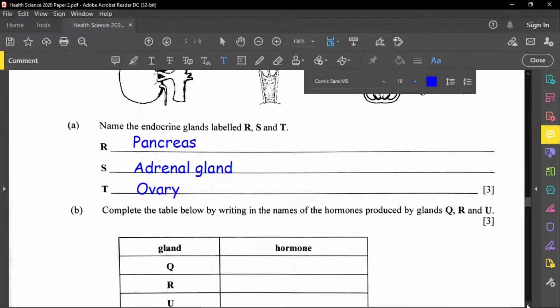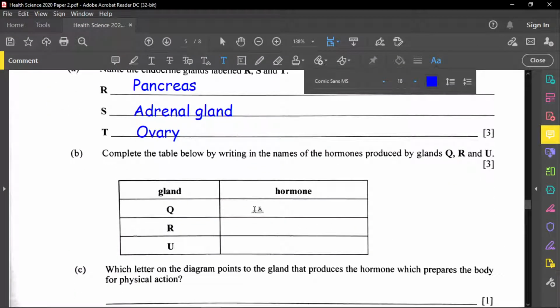All right, so now let's go into this. The hormones produced by Q, which is the thyroid gland, is thyroxine. Produced by R is insulin, because insulin is produced by the pancreas. And U, it is testosterone. So those are the 3 hormones produced by those 3 glands.